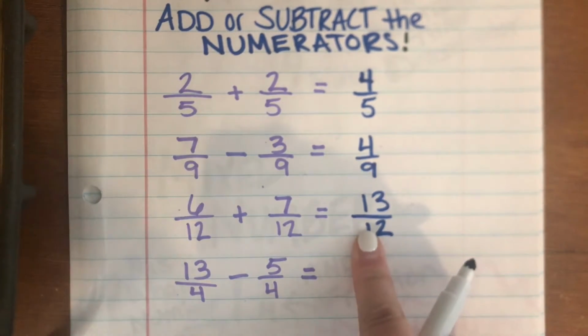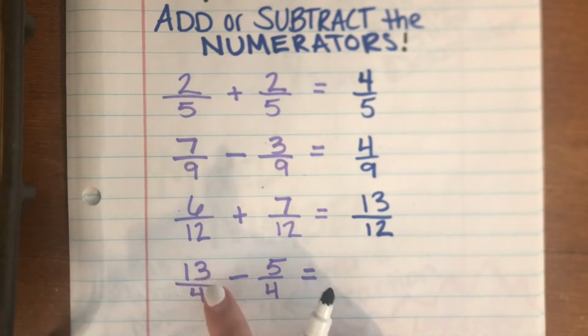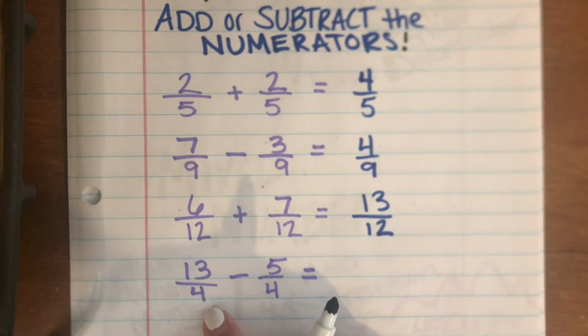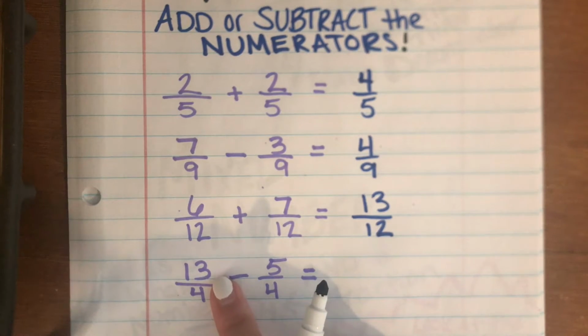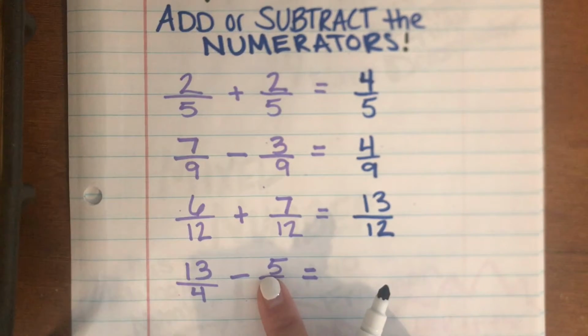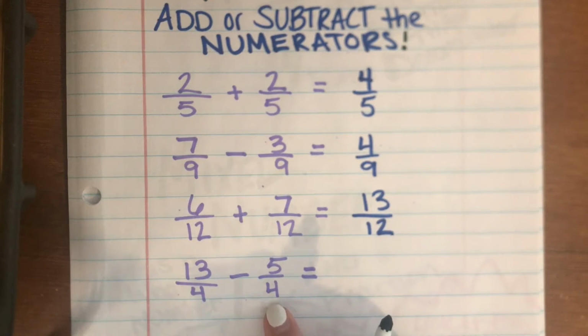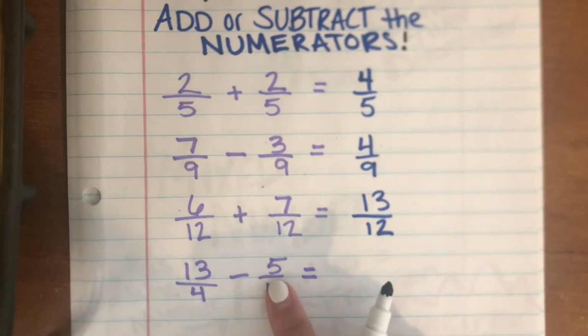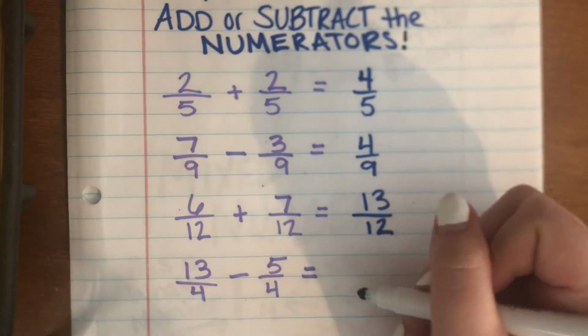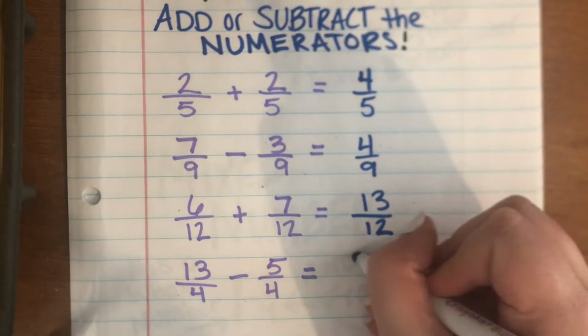As a review, I know many of you already know. Next we have 13/4 minus 5/4. Yes, the number is bigger on the top, but we can still subtract easily because the denominators are the same. So all we have to do is subtract 13 minus 5, which would give us 8/4.